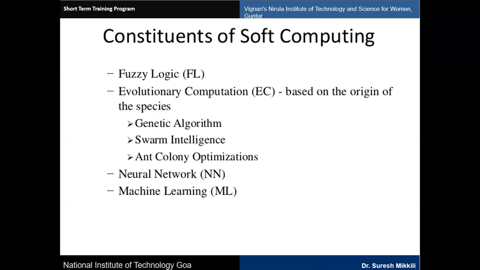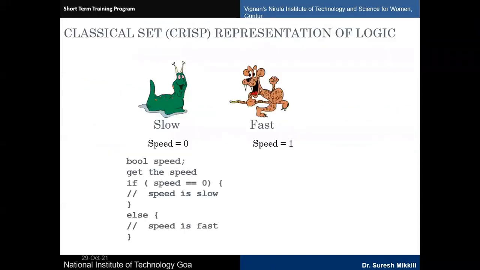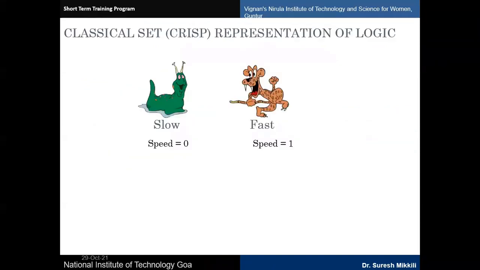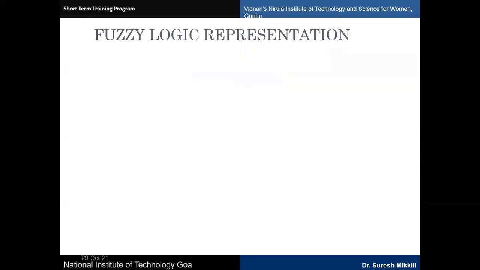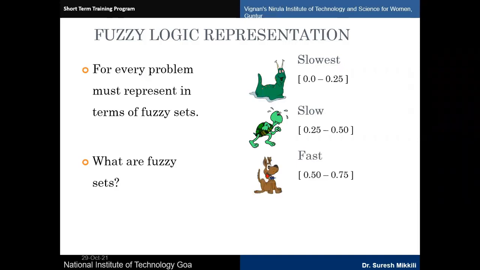So here, the constituents of soft computing are fuzzy logic, evolutionary computations, which deal with GA, swarm optimization, and ant colony, neural networks, and machine learning. Now fuzzy logic was proposed in the year 1965. This is not required for you. With classical sets, as I said, speed is slow or fast, 0 or 1. But in the fuzzy logic controller, we say it is slowest, slow, fast, fastest. That means from 0 to 1.